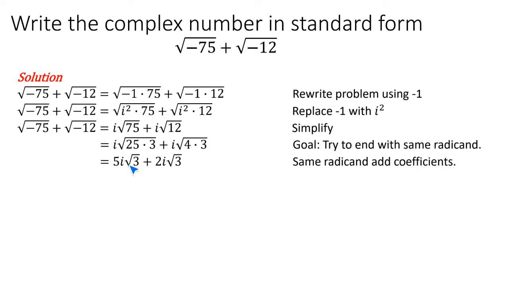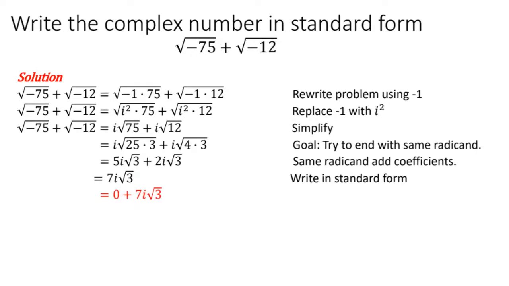But now look what happens. You have a square root of 3 and a square root of 3. So the number inside, which we call the radicand, is the same. And since it's the same, we can actually add these numbers in front of the square roots. So 5i plus 2i is 7i square root of 3. If they were different, let's say you had a 5 here instead of a 3, then your answer would just be that whole thing. But since they're the same, we can combine them as one. And then in standard form, you would have 0 plus 7i square root of 3.